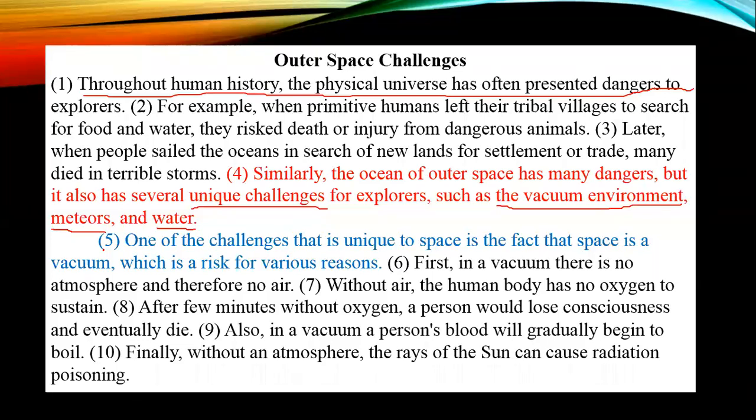Okay, yes. In a vacuum there is no atmosphere and therefore no air, and you can describe it by other sentences. I have made it blue. This is the topic sentence. Sentence five, yes. This is the first point that we are going to talk about. It gives you the idea that we are going to explore in the whole paragraph.